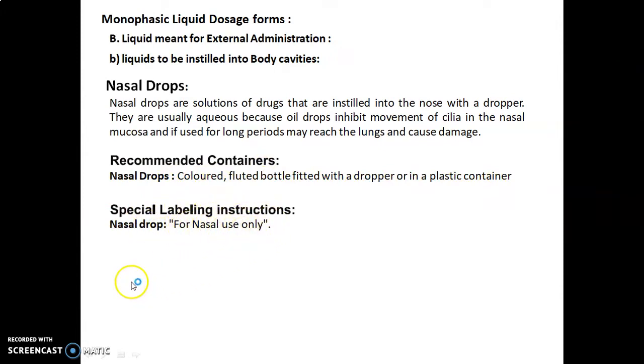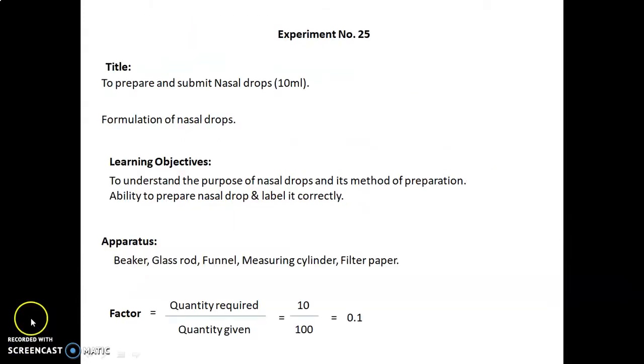So now let's move towards the actual experiments. Let's discuss experiment number 25. The title of today's experiment is to prepare and submit nasal drops, 10 ml. Learning objectives are to understand the purpose of nasal drops and its method of preparation, and the ability to prepare the nasal drop and label it correctly. Apparatus required are beaker, glass rod, funnel, measuring cylinder, filter paper.